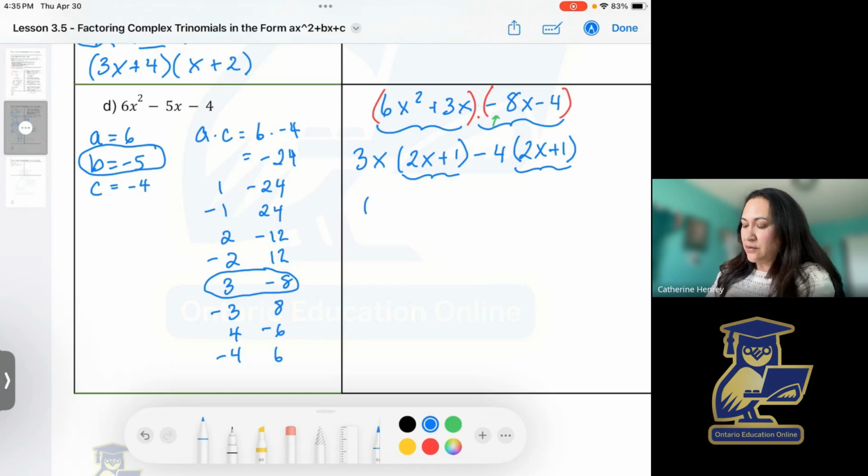So I'll factor that out, 2x plus 1. And then the other factor becomes whatever's left over here. So this is 3x minus 4.